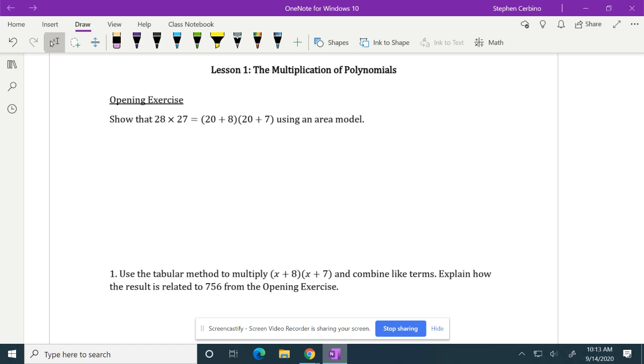The first lesson of the year. Through this lesson, we're going to learn how to multiply polynomials.